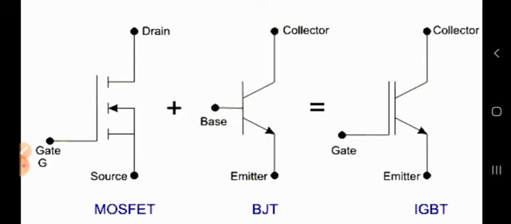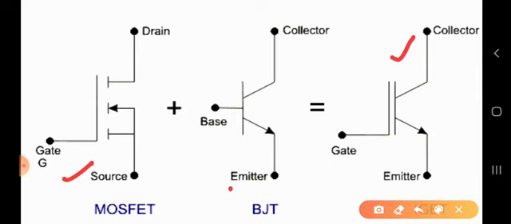Now we'll see here, I have shown a total of 3 symbols. The power IGBT is at the right side here. This is the symbol of the power IGBT, and we have already gone through the MOSFET. This is the symbol of the MOSFET, and this is the BJT. And what is IGBT and how is it created?